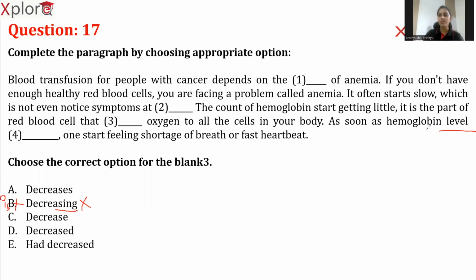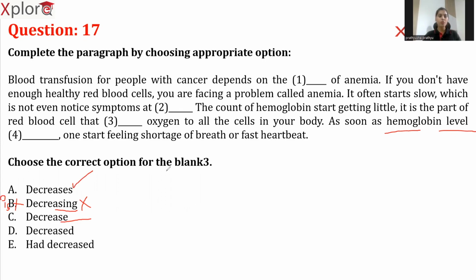Hemoglobin level, it is hemoglobin. It is an uncountable noun, because we measure it and all. And we cannot use plural verbs when we are referring to uncountable nouns as our subjects. We need to use a singular verb.